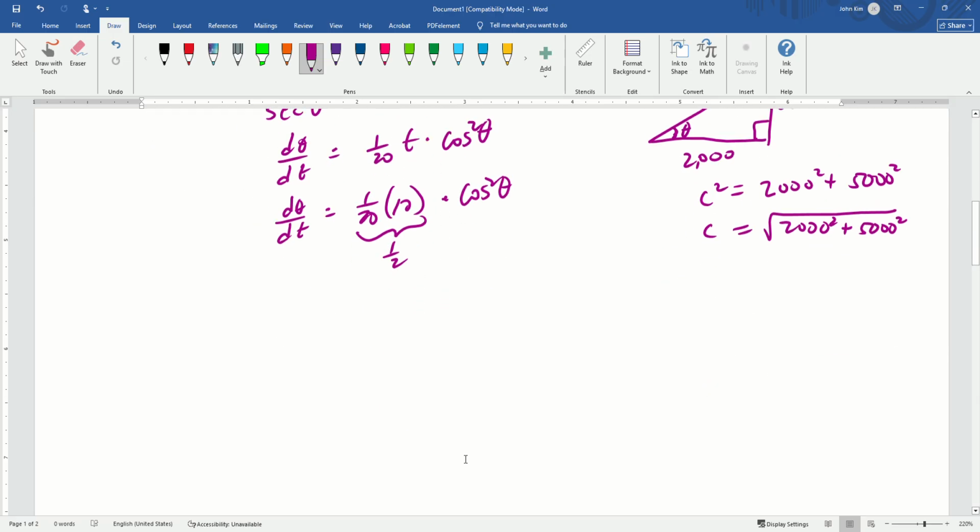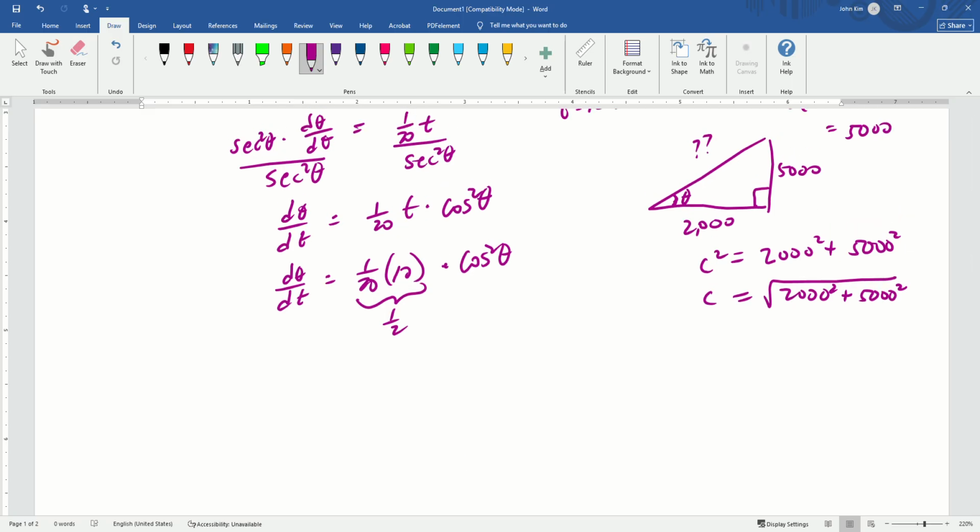So d theta dt is 1/2 times cosine, and cosine is going to be adjacent over hypotenuse. So it's going to be 2000 over the square root of 2000 squared plus 5000 squared. And that's going to be squared, the whole thing, because it's cosine squared of theta.